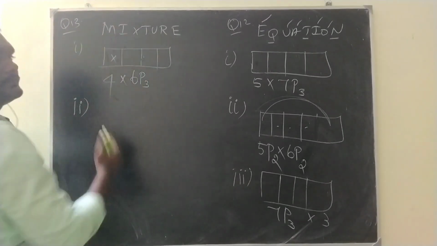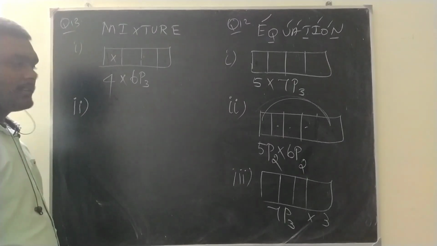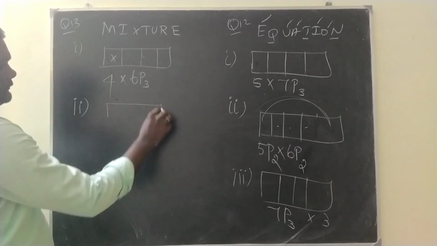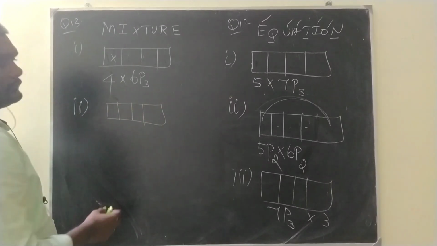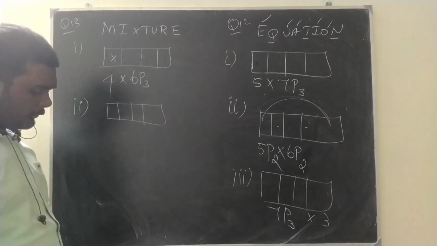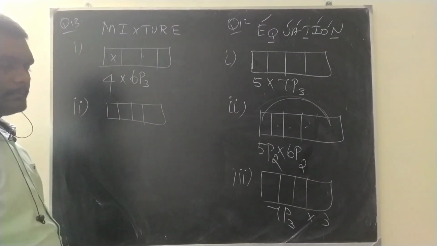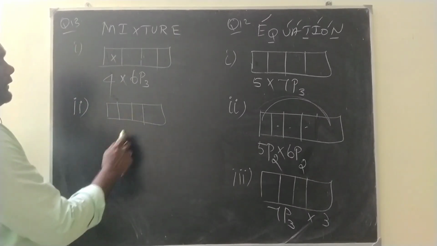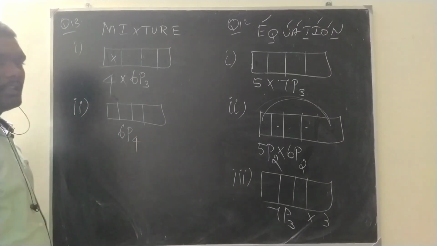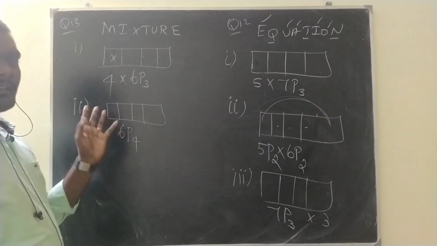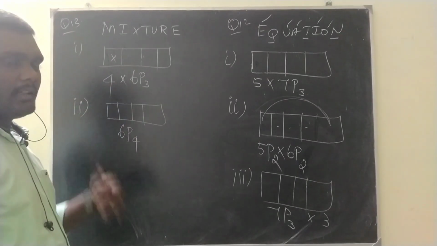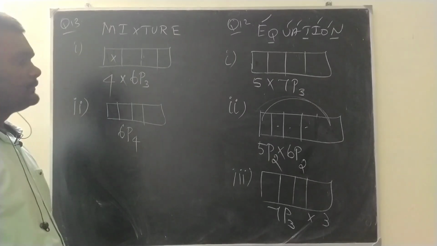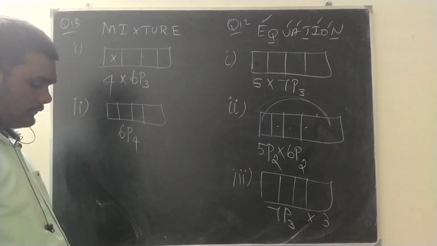You just remove this X. Totally, how many letters are there? Are you making 4 letter word? Yes. Then 6P4. That's all. You leave X remaining and all. From the remaining you can take anything. Only X should not be there. Okay. Simply 6P4. Clear? Next.